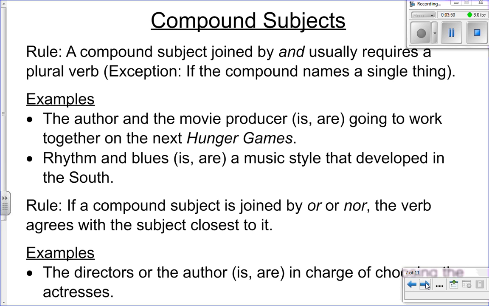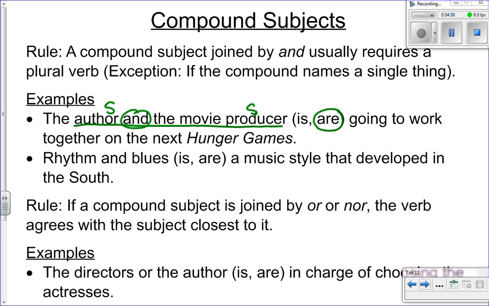So let's look at some examples. In the first example, the author and the movie producer. I have a compound subject, all right? Actually, I have two subjects, author, movie producer. They're joined by and, which makes them plural. So I'm going to choose that plural verb are.